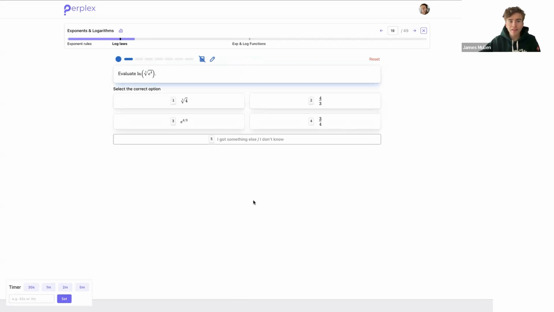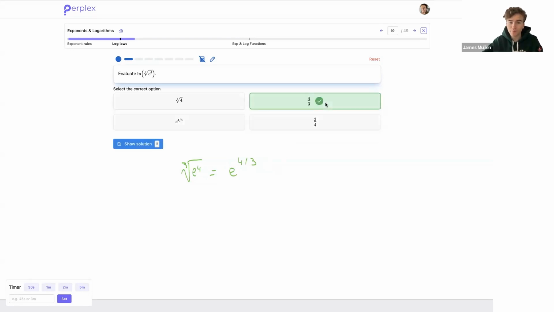So I want you to evaluate this log. I have ln of the cube root of e to the 4. I'm going to give you 10 seconds. Okay, so let's remember what I know about surds. I know that the cube root of e to the 4 is the same thing as e to the 4 over 3. And then the log is asking me what power of e gives me e to the 4 over 3. Well, it's just going to be 4 over 3.